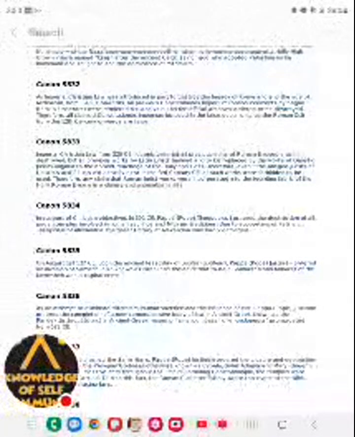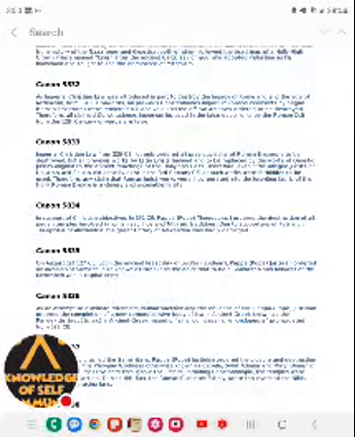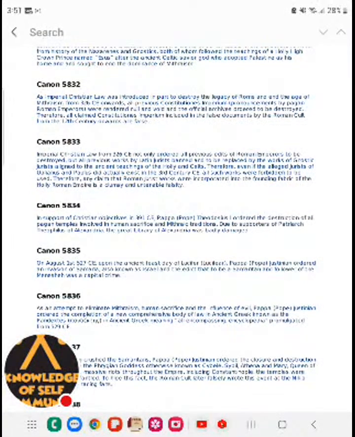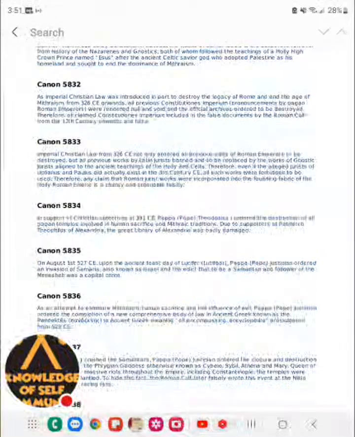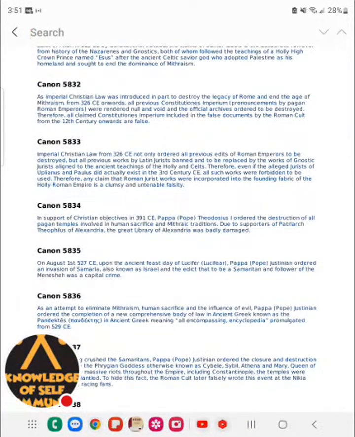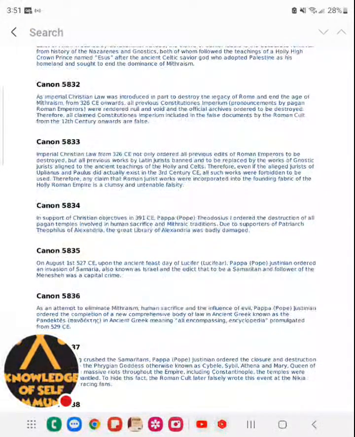Canon 5833. Remember the two versions of Rome. Canon 5833. Imperial Christian law from 326 CE not only ordered all previous edicts of Roman emperors to be destroyed, but all previous works by Latin jurists banned and to be replaced by the works of Gnostic jurists aligned to the ancient teachings of the holy and the Celts.